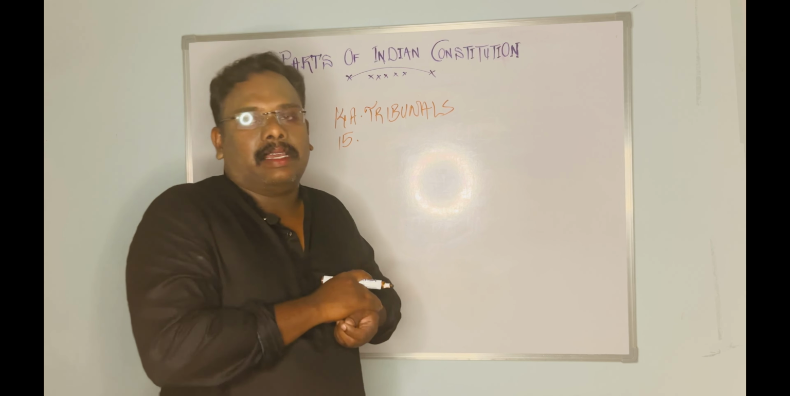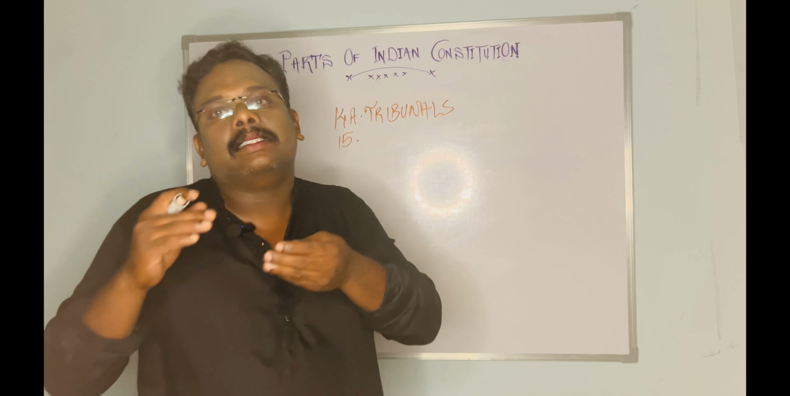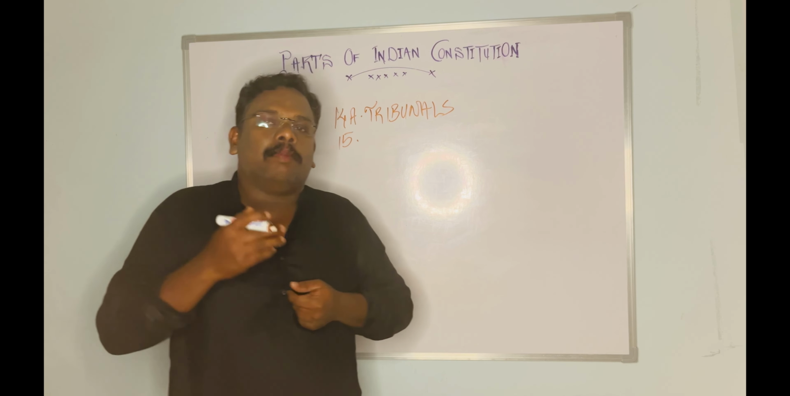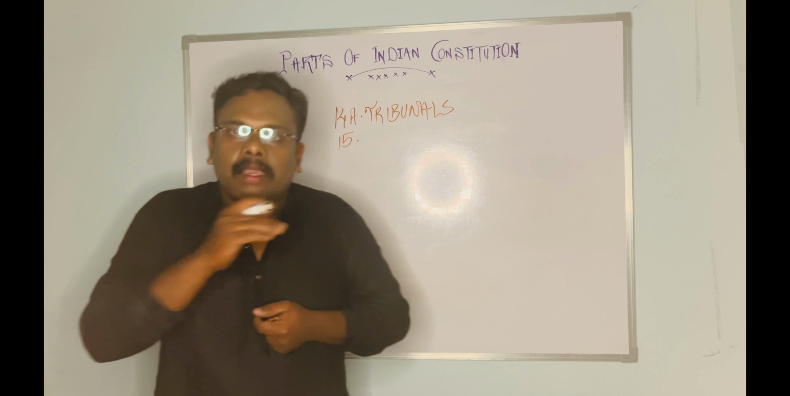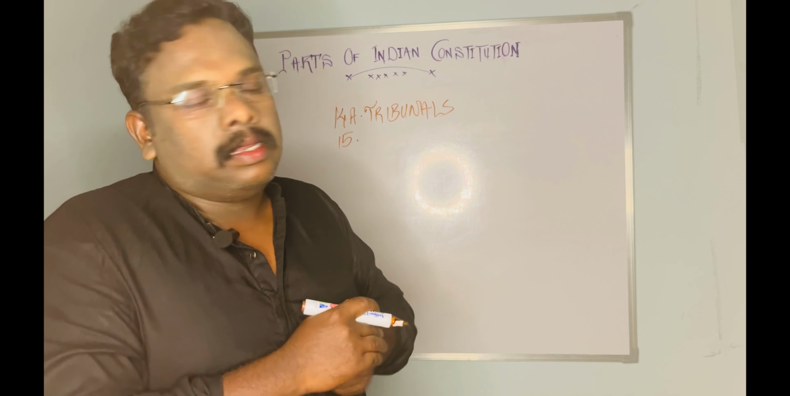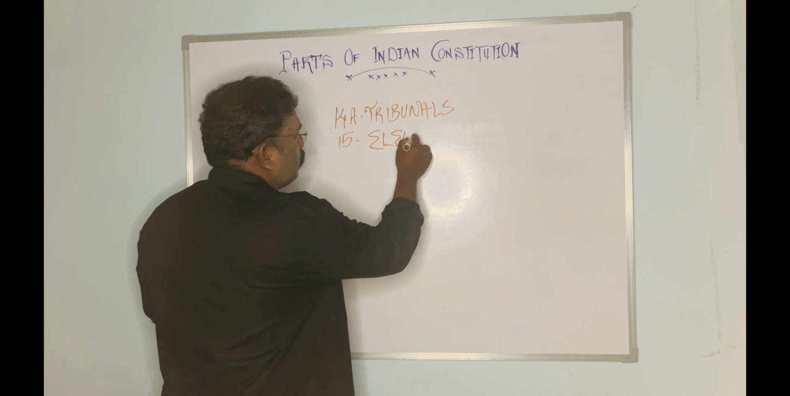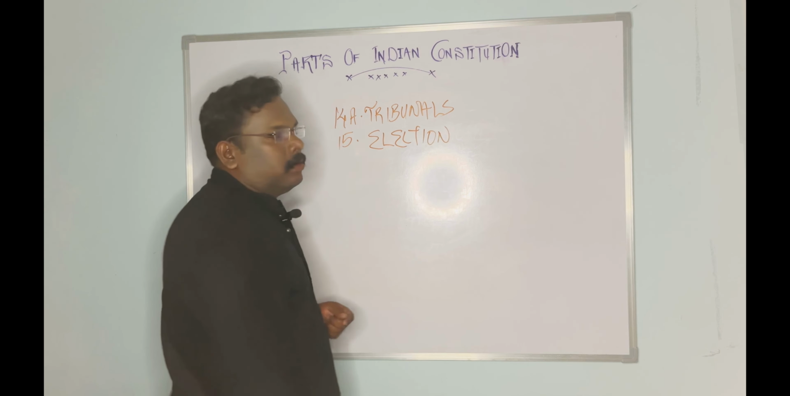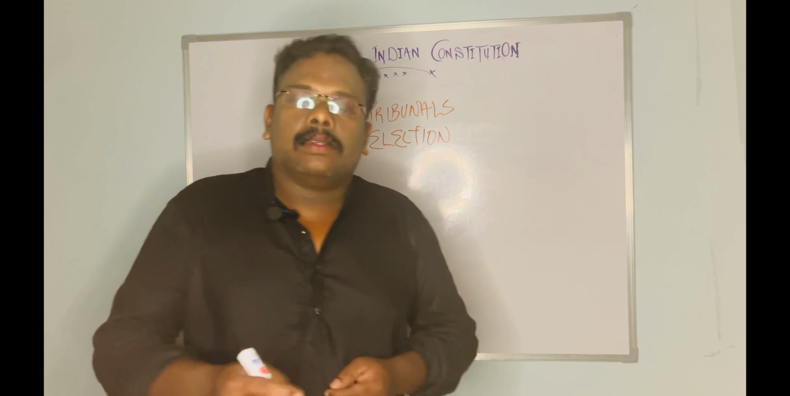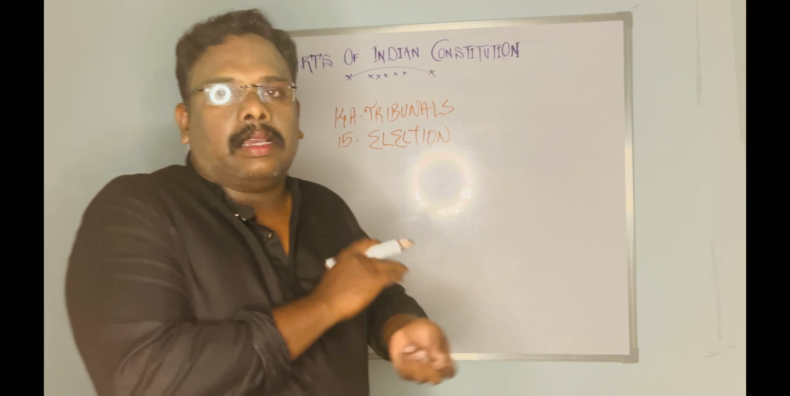So the people of India decided to change the government. How people can change the government? The only way is election. So the next part is election. So election is going to happen.